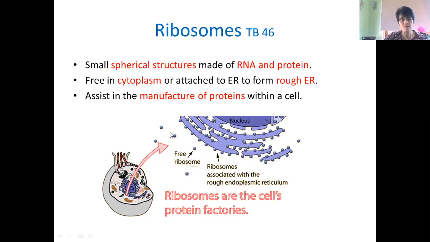And there are also free ribosomes in the cytoplasm. Okay, and think of mitochondria. Remember we said they've got their own DNA and ribosomes in the matrix. So that's where they make their proteins. In our cells, the ribosomes are attached to the ER, or they're found free in the cytoplasm.